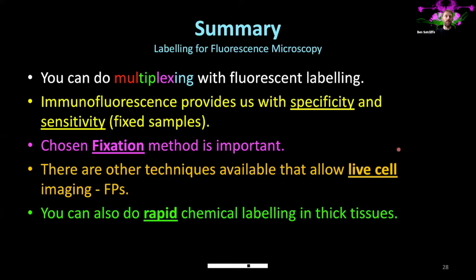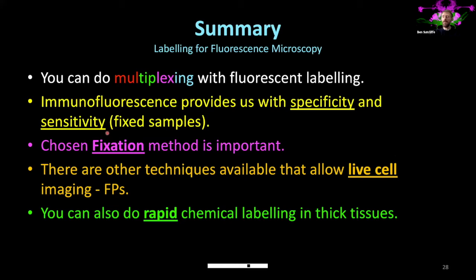So just to go over and summarize this part of the talk. I've shown you that you can do multiplexing with fluorescent labeling to label multiple different proteins within the cell, so you can see how they are interacting with each other. It provides you with specificity and sensitivity in fixed samples. That's the main reason why you want to label something, so you can see it above and stand out from all the other things that are in the cell.